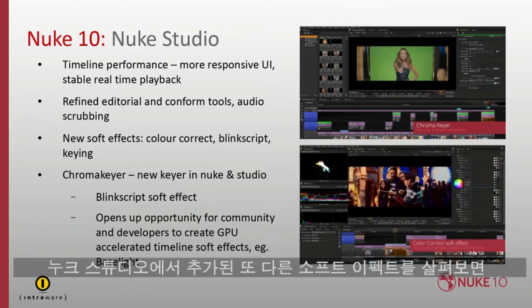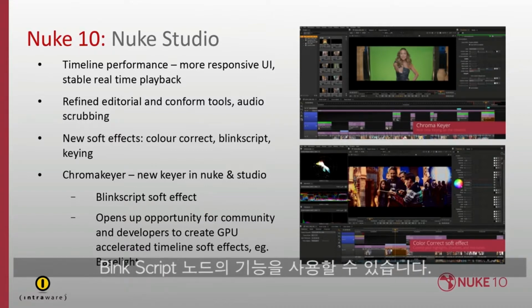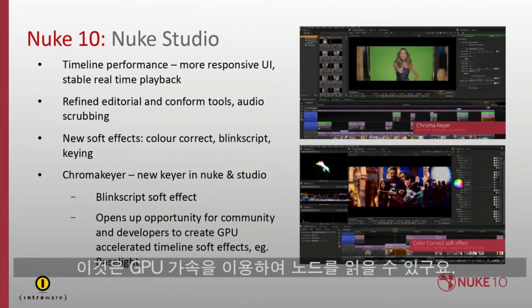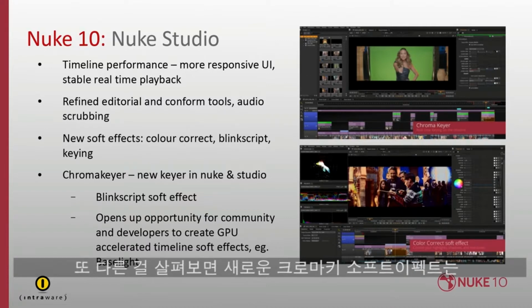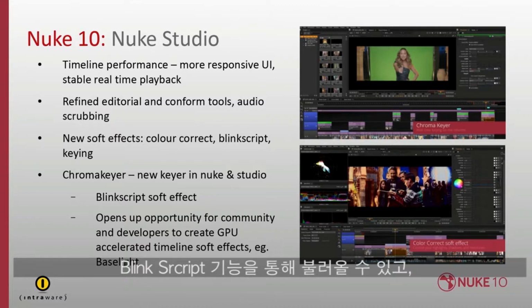Another new soft effect added to NUKE Studio is a Blink Script node. This allows GPU-accelerated nodes to be written specifically for working on the NUKE Studio timeline. An example of this is the new chroma keyer soft effect. This is a Blink Script created node written to work in real time whilst keying on the timeline.